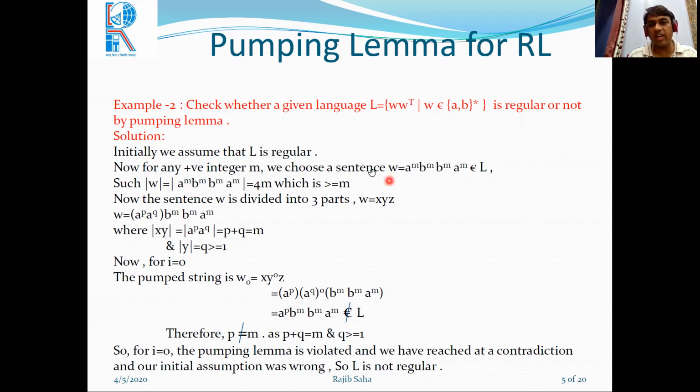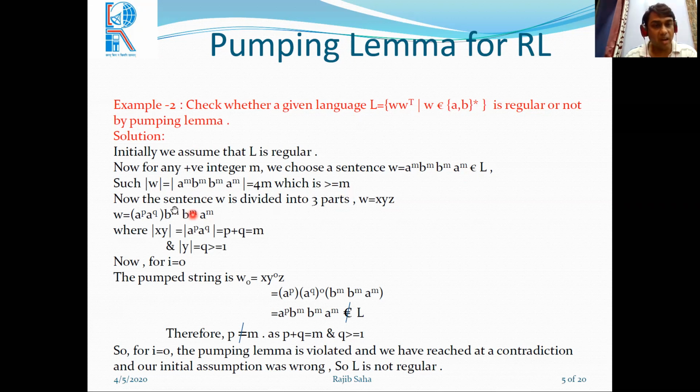Now I am considering a very similar process. For any positive integer m, we choose a sentence a to the power m, b to the power m. This is the W. So definitely W transpose is the opposite of this, so it becomes b to the power m, a to the power m. So m number of a, m number of b, m number of b, and again m number of a. So |W| is a to the power m, b to the power m, b to the power m, and a to the power m. So it is 4m, which is definitely greater than or equal to m.